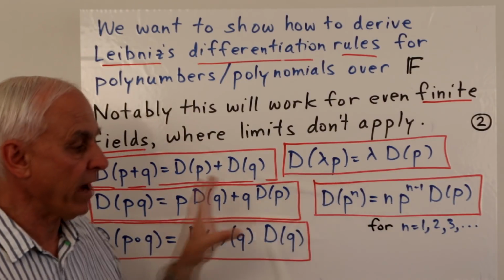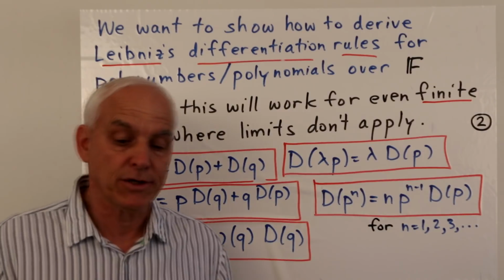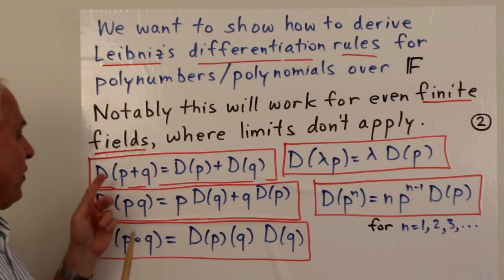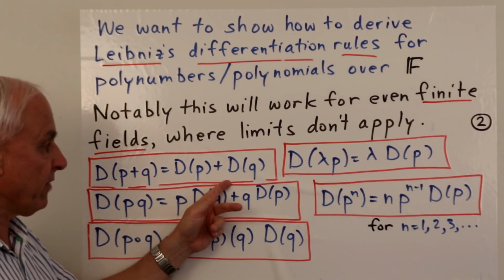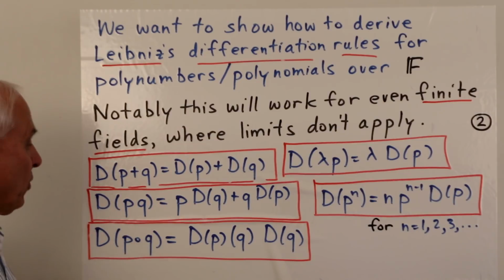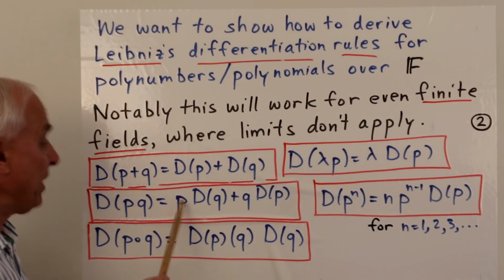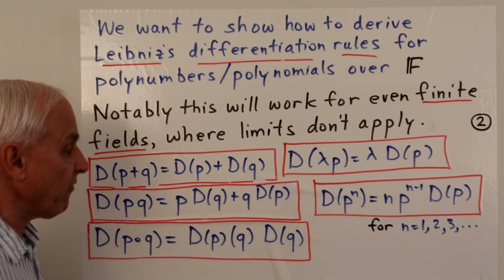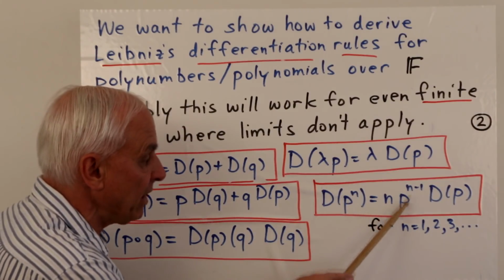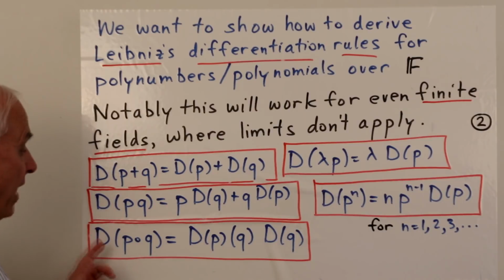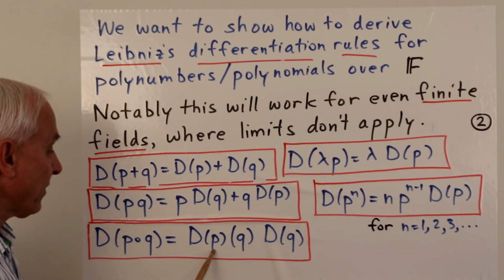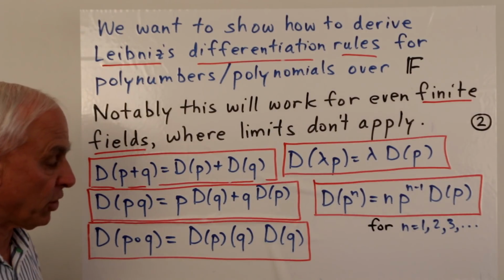But here are the rules that we're aiming towards. These are very familiar to any student of calculus. D is the differential operator. The derivative of a sum p plus q is the sum of the derivatives. The derivative is linear. If you multiply by a scalar, it comes out. Then there's this important product rule that the derivative of the product p times q is p times the derivative of q plus q times the derivative of p. And the derivative of a power is given by this formula. D of p to the n is n times p to the n minus 1 times the derivative of p. And then the chain rule, the derivative of the composition p circle q, is the derivative of p evaluated at q times the derivative of q.